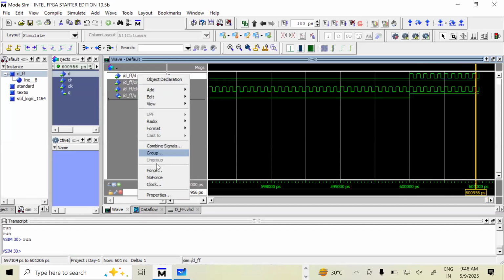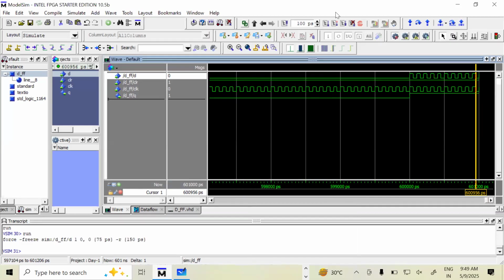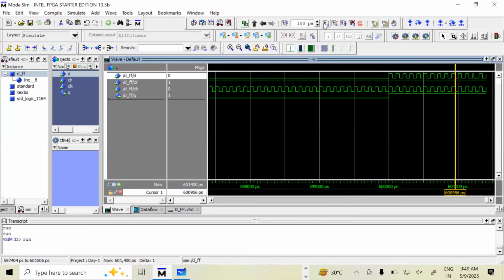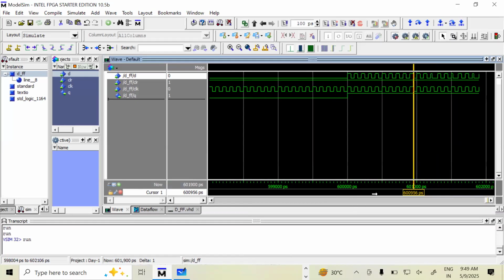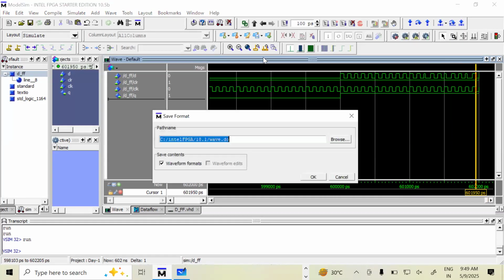Now let us change the frequency here. Let us make it 100. Let it be 150. 150 ps, then see the output. So this is all about D flip flop.